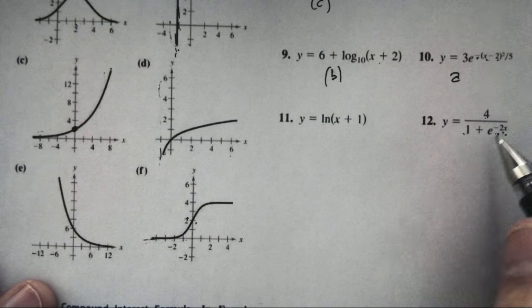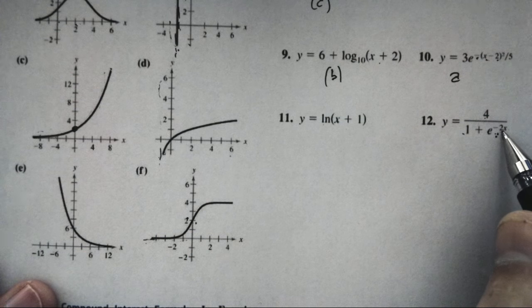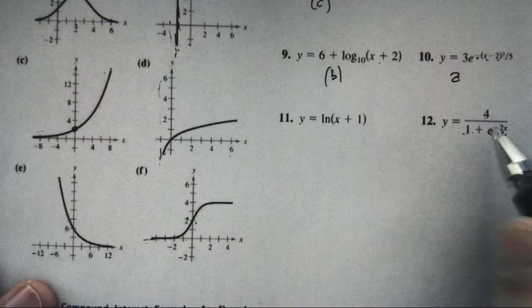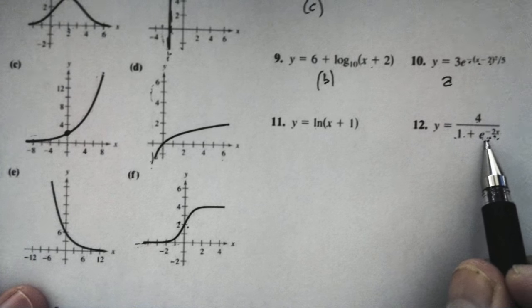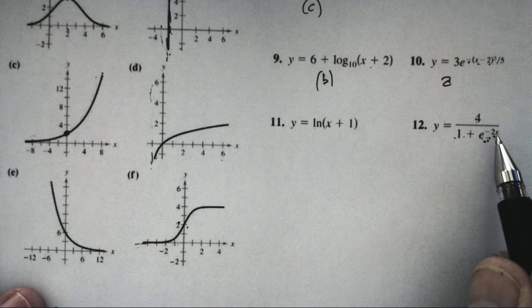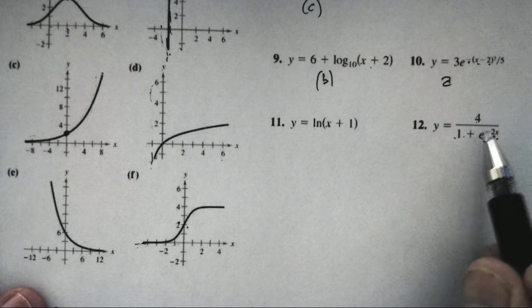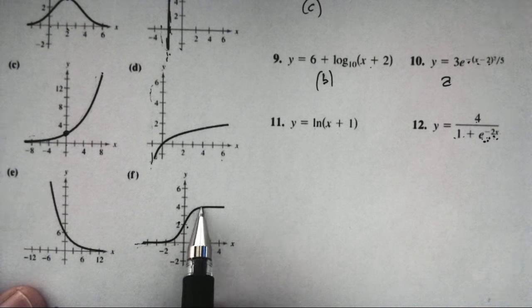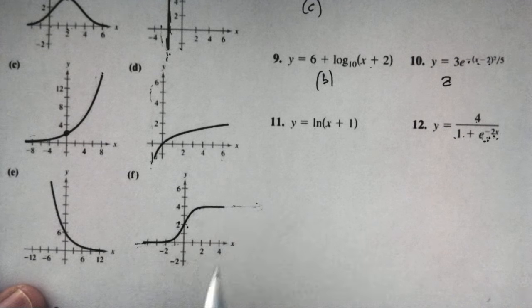I believe probably. Notice I put in 0. I get e to the 0, 1 plus 1. 4 divided by 2 is 2. Look what happens when I put in a huge value for x. I get e to a huge negative value, which is basically 0. 4 over 1 plus 0 is 4. Eventually, this thing looks like it's leveling off at 4.